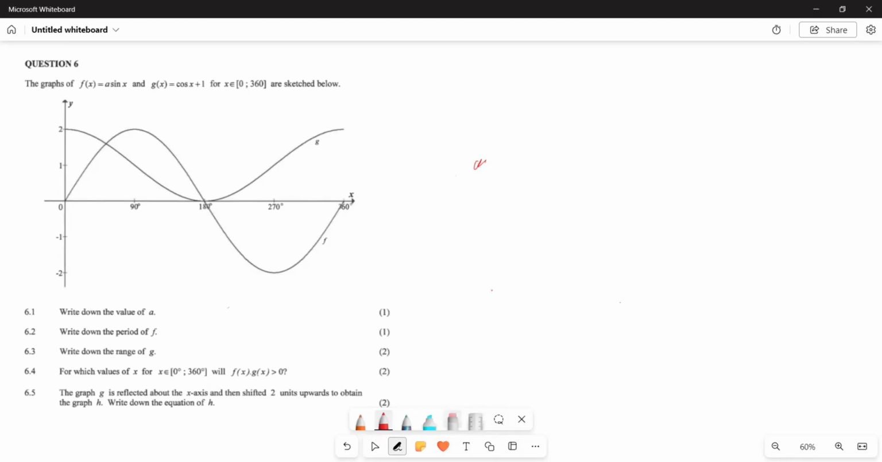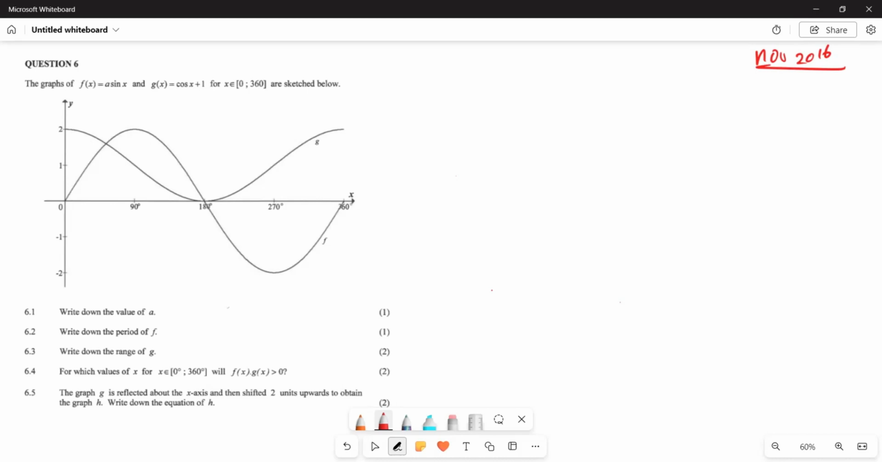Now what we are looking at today, basically, we are looking at trig functions, and we are examining a question paper of November 2016 altogether. So we are trying an exam past paper there and seeing what it gets for us.